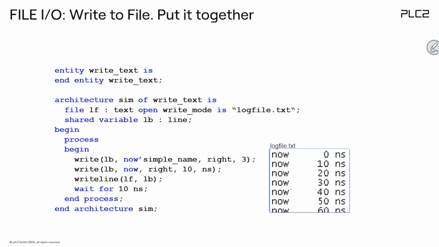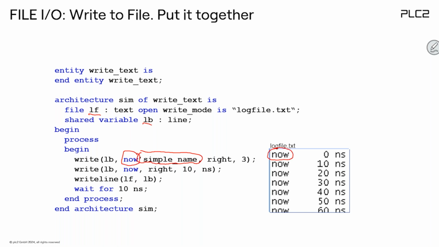I define, just for showing you the idea, again a text file lf, a log file for writing, and a buffer as a line buffer. And now I'm also using attributes. You see, if you use a keyword and then attach an attribute, tick simple name, this returns to you just the name. So in this case, write to the buffer. Now tick simple name returns this to you.